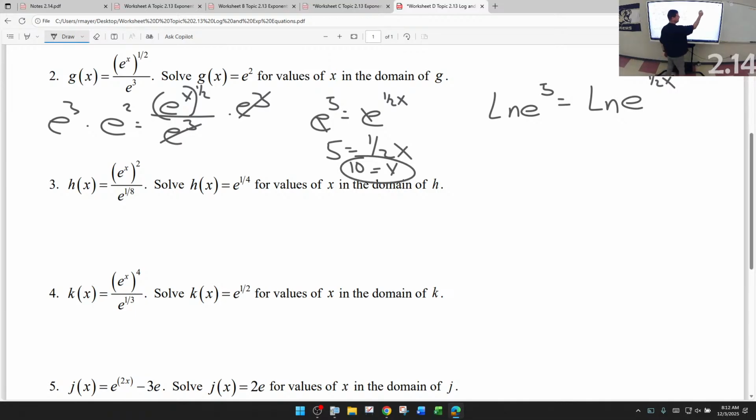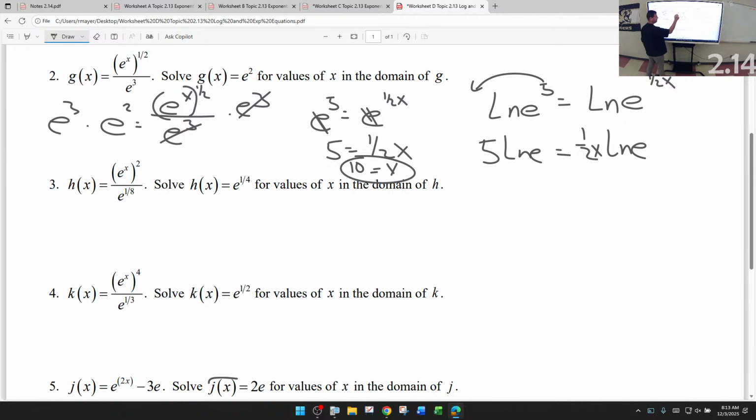Now you can kick that number out front because that's what the rules of exponents say for natural logs. So now you have 5 natural log of e is equal to 1/2 natural log of e, and you know that natural log of e is 1. And so now you have 1, and now you have 1, and now you have, whoops, I forgot the x, sorry. And now you have 5 is equal to 1/2 x. Mathematically, that's the correct way.